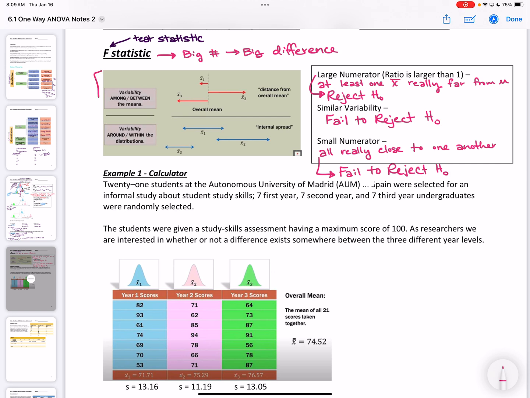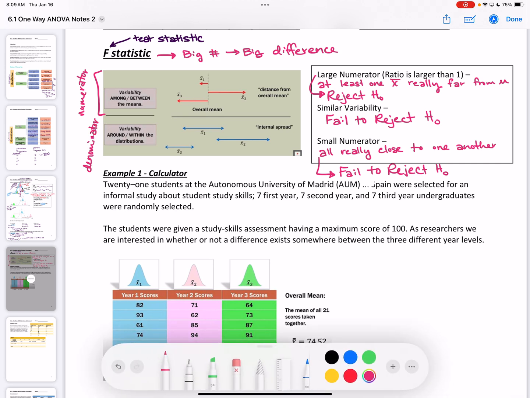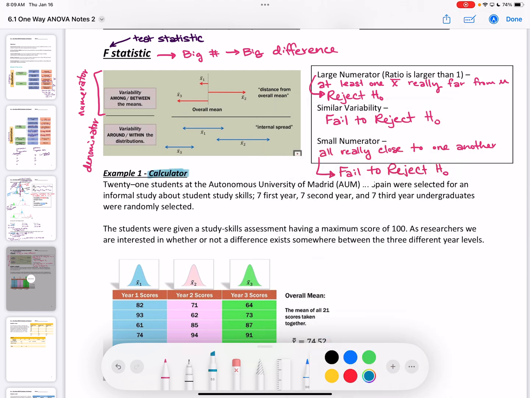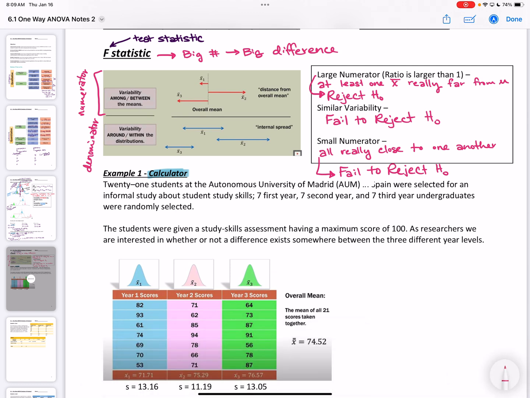So I had written it and I deleted it, but this is your numerator. Your numerator is comparing the means to one another. It's called the variability between, and then this is your denominator. It's called the variability within. All right? So you'll notice on this one, it does say calculator. So your calculator will run a one-way ANOVA, which is also called a single factor, okay? So your calculator will run a one-way ANOVA test. It will not run a two-way ANOVA test.